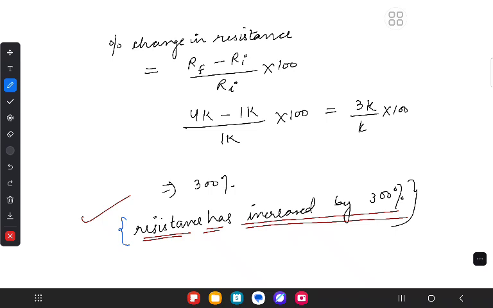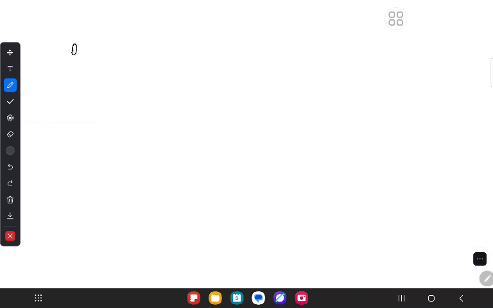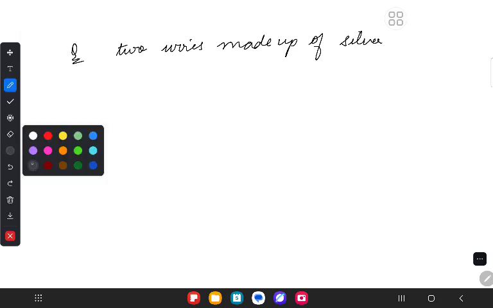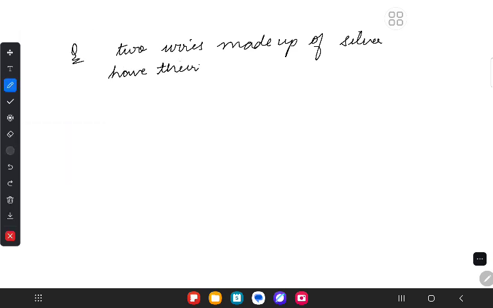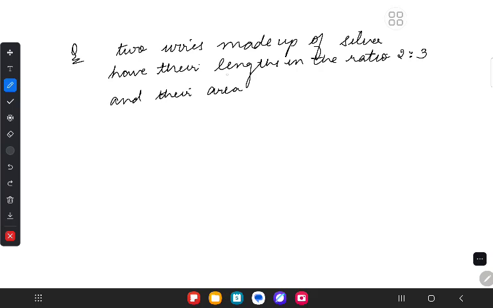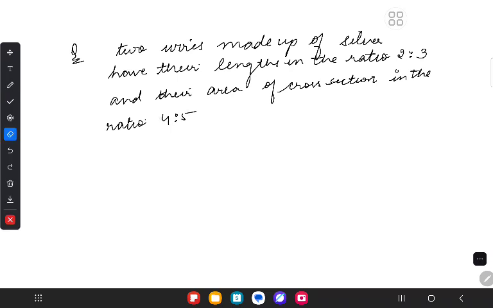एक तो ये पार्ट क्वेश्चंस आते हैं। कई बार हमारे पास क्वेश्चंस एक बेसिक क्वेश्चन जैसे आ जाता है। क्वेश्चन बोलता है, कहता है two wires made up of silver have their lengths in the ratio 2:3 and their area of cross section in the ratio 4:5.